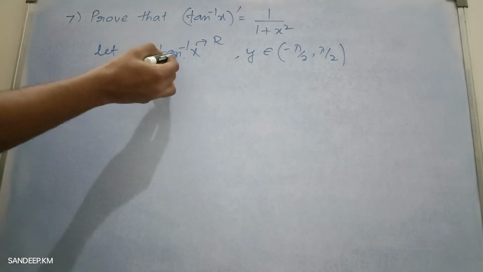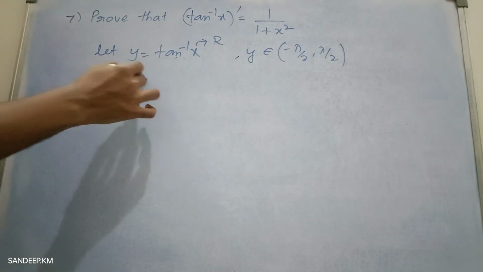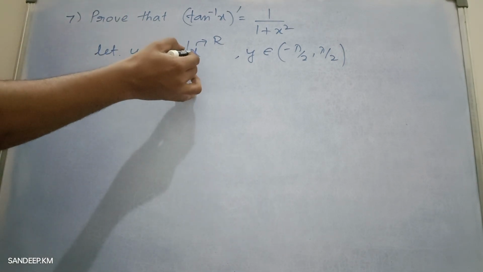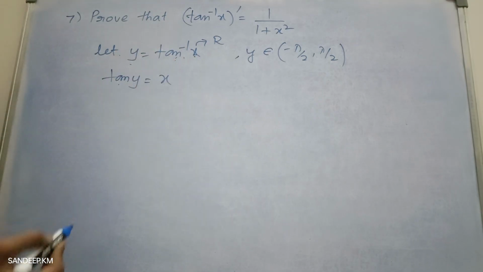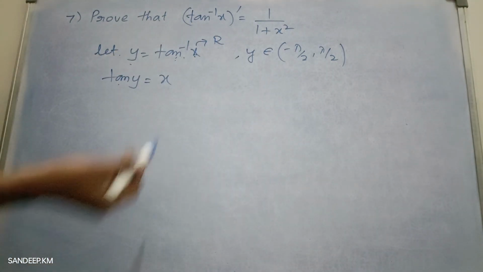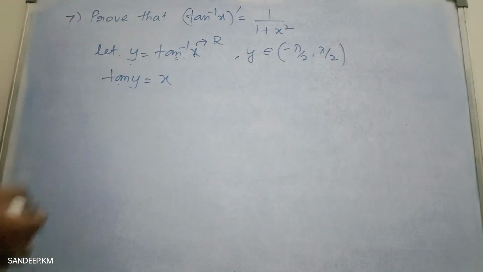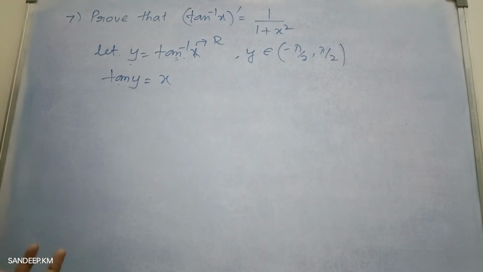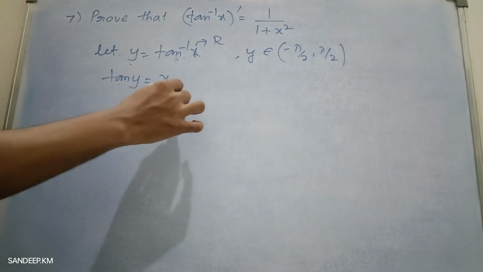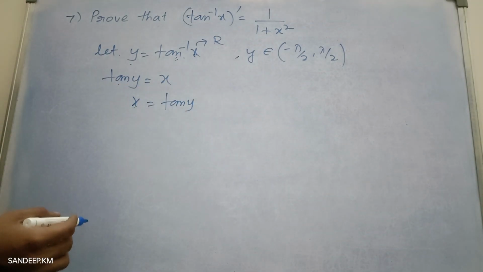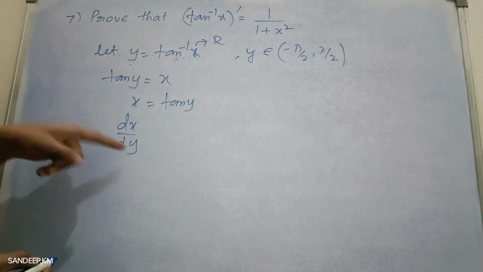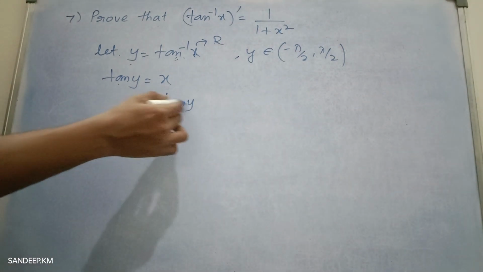Now tan inverse will come to this side. It becomes tan y equal to x. Tan inverse can come to the left side and become tan only when x is in the domain of the tan inverse function. But x can be any real number, so no problem. So I got tan y is equal to x. What is our next step? Let us find dy by dx. So if x is equal to tan y, then I am differentiating with respect to y, dx by dy. I am finding the derivative of x with respect to y. That means what, dear students? The tan y derivative.